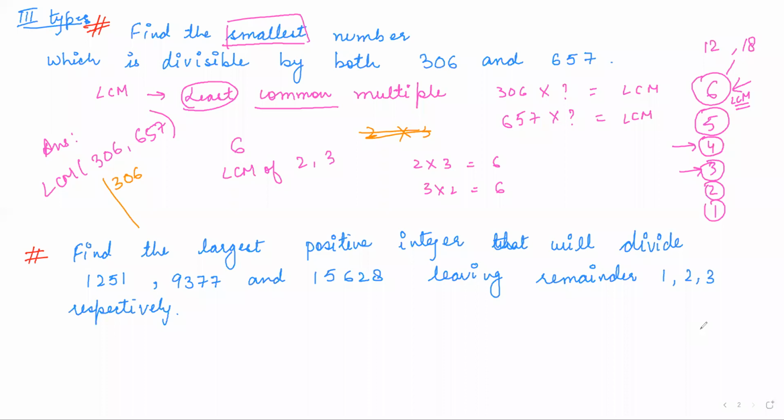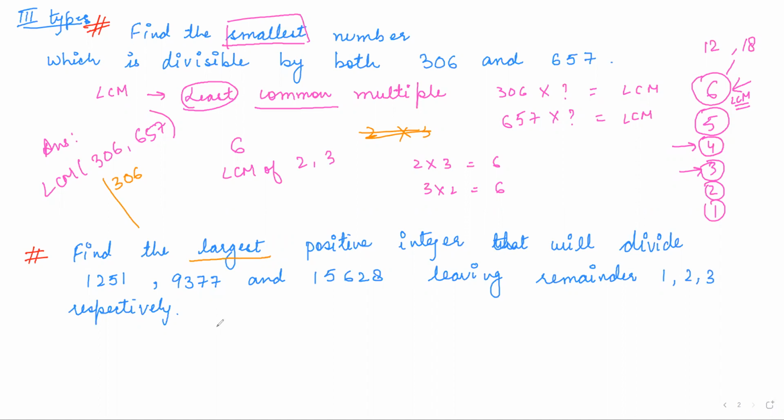Go back to your notes and check it out. Now find the largest positive integer. First of all, you have to find the largest number that will divide. That means the number is actually a factor. You are dividing from that number, so that number is actually a factor that will divide this, this, this.